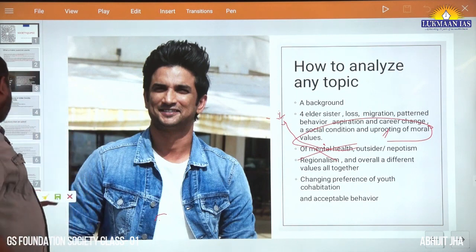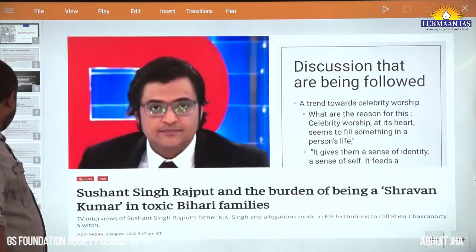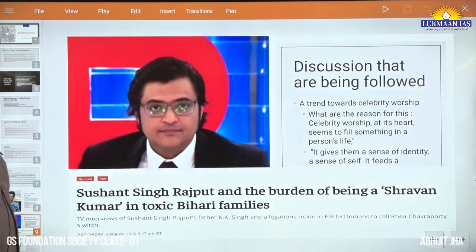Now, subsequently, we are the contractors of our times, and the discussion that will follow is: why, after the death of Sushant Singh Rajput, and even in the case of India, is there a trend towards celebrity worship, a trend toward cult politics? Modi ji cannot do any wrong. Ambedkar was always right. There will be such a trend.